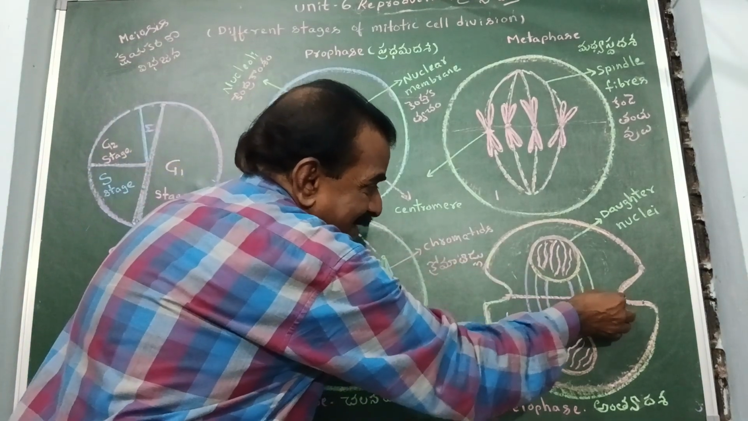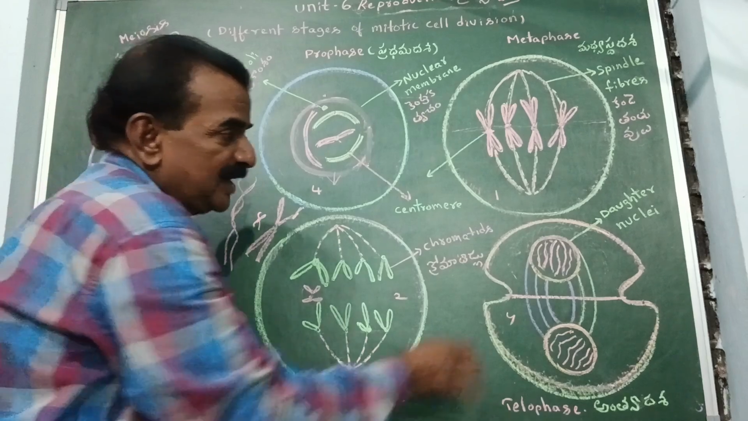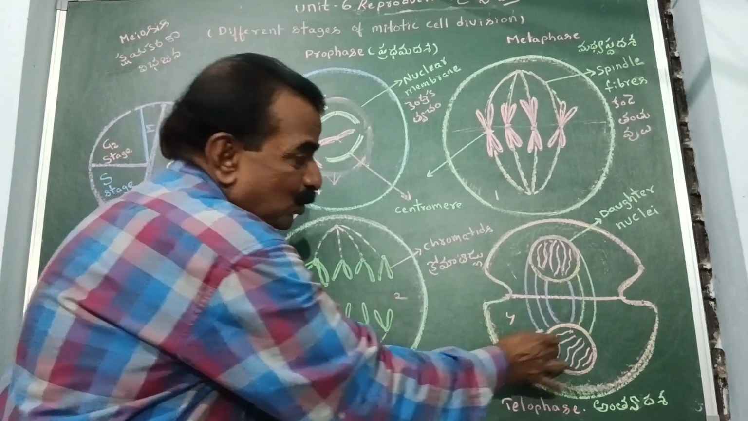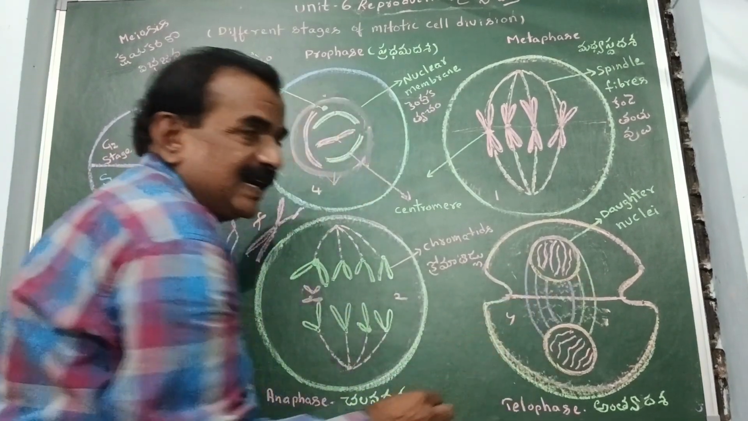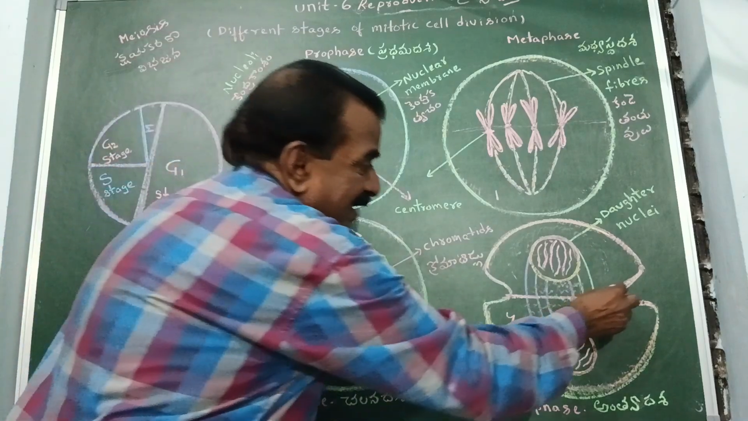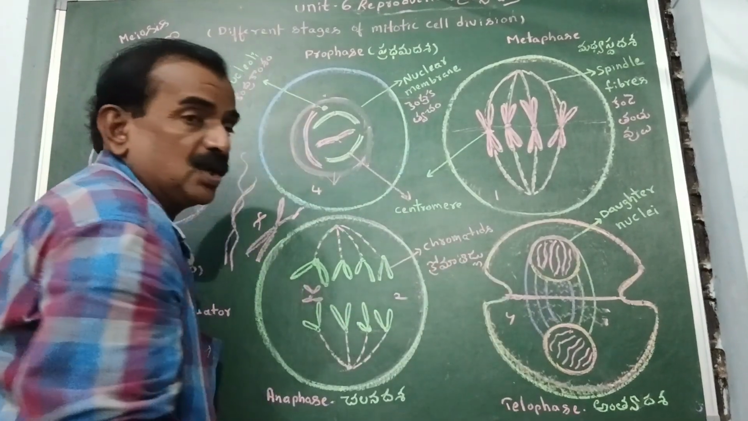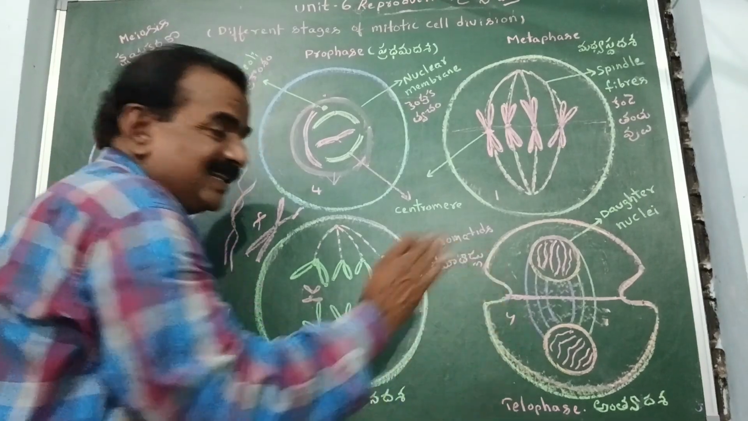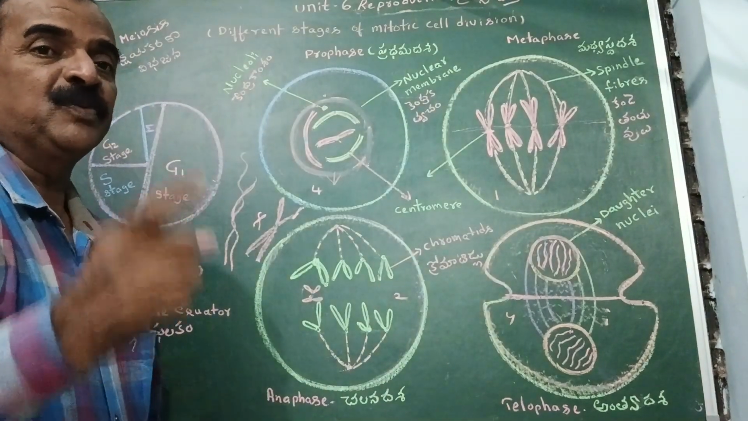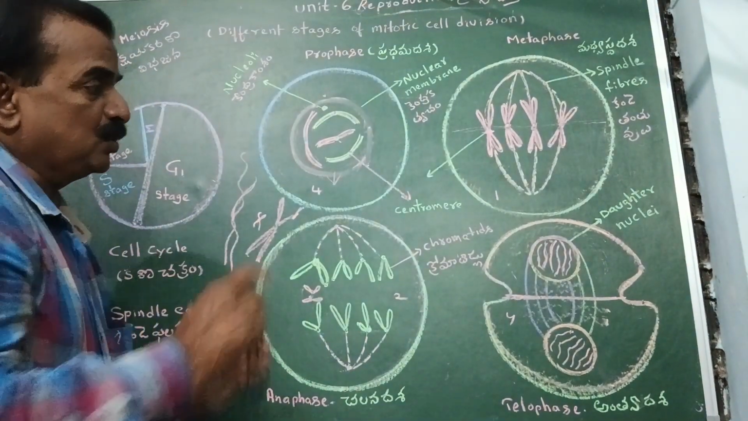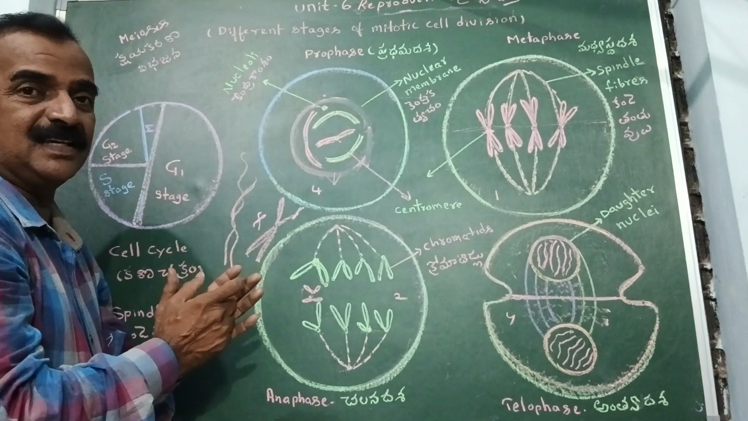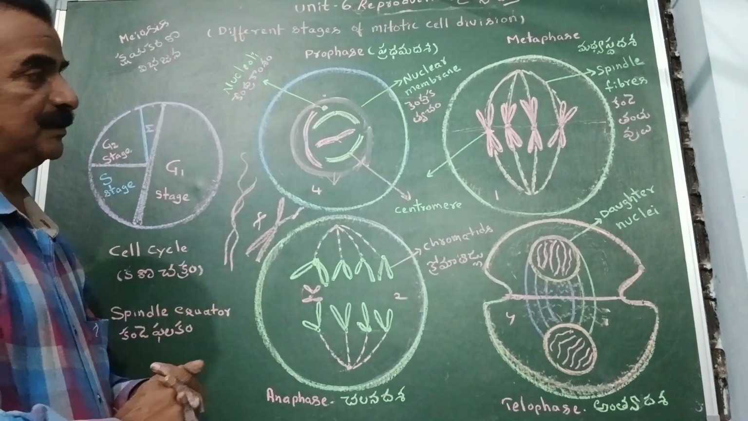After that, division of cytoplasm takes place. After the nucleus is divided into two, and this is the cytoplasm, the cytoplasm also divides, and finally the cell gets pinched, and you see the formation of two daughter cells. At the end of mitotic cell division, two daughter cells are formed. So these are the changes that take place in mitotic cell division.